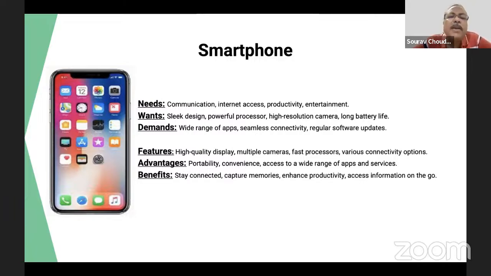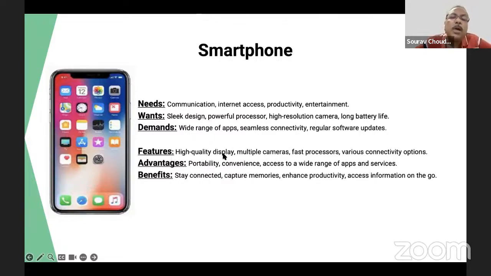My demand is I want to have an iPhone. I want to have a phone with iOS platform. Correct. Now, smartphone, which smartphone? I said you have to find out brands, not products, and then talk about its features. High quality display, multiple cameras, fast processor, these are the features.